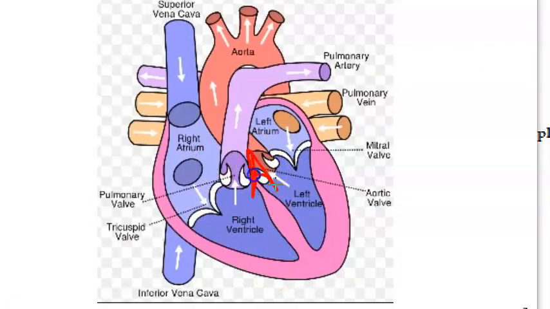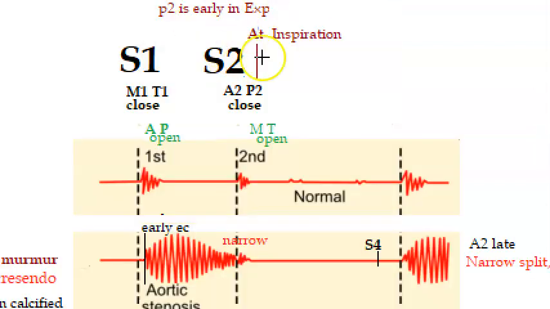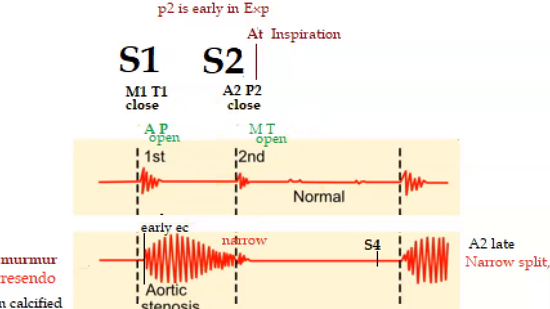What was that? Aortic regurgitation, right? So from the aorta, the blood is coming back. When? After the aortic valve closed. When is the aortic valve closing? Aortic valve is closing at S2. Okay, so if it is closing at S2, we should find the murmur after S2.